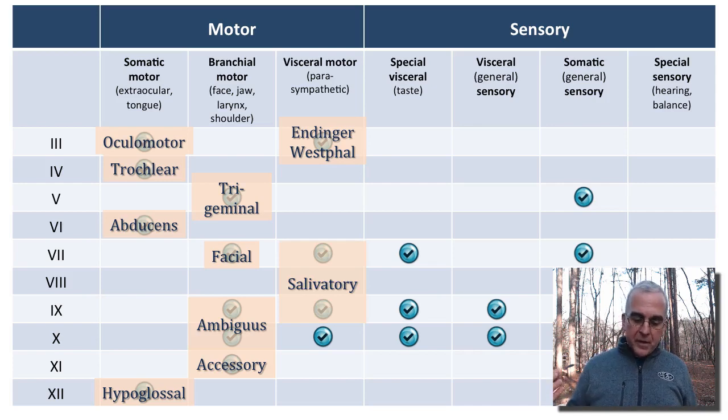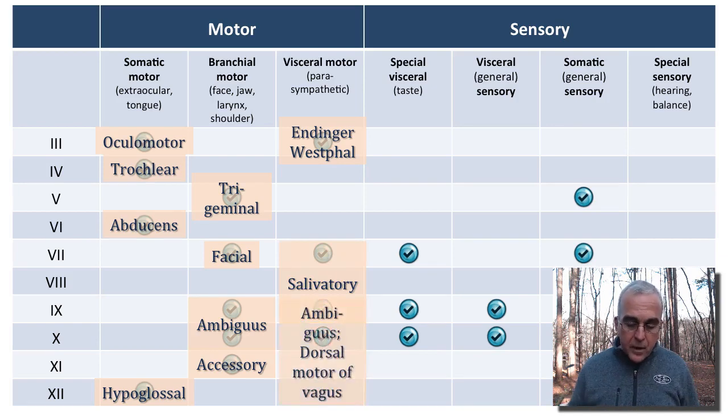Okay, well, the next major parasympathetic outflow to consider comes from a division of the nucleus ambiguus, which is separate from the one that provides branchial motor outflow. This division is responsible for the cardioinhibitory output that goes to the heart from the vagus nerve. Well, the other major parasympathetic outflow to consider in the vagus nerve comes from a nucleus called the dorsal motor nucleus of the vagus nerve.